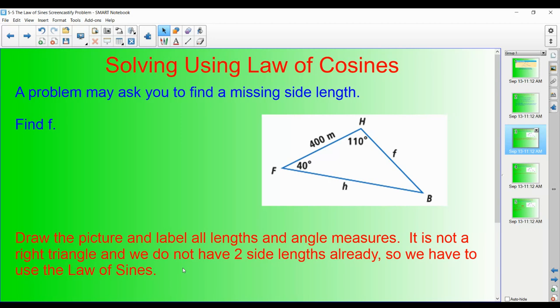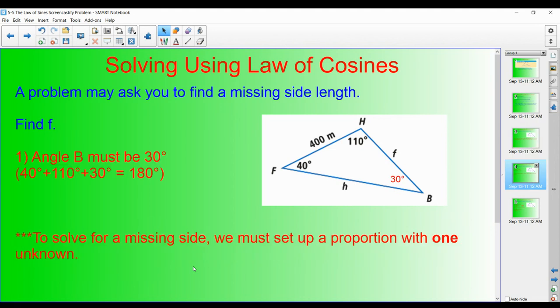Now here's our example for today. I want us to find the length of side f. I could try to do it with law of cosines or law of sines. I've got to think about what information I'm given. So I drew the picture, I labeled all the lengths and the angle measures. It's not a right triangle, so we can't use the Pythagorean theorem. We don't have two side lengths, so we're going to have a hard time using law of cosines. It'll be impossible. So law of sines is going to be the efficient way to solve this problem.